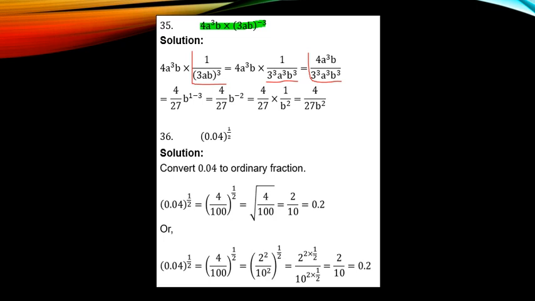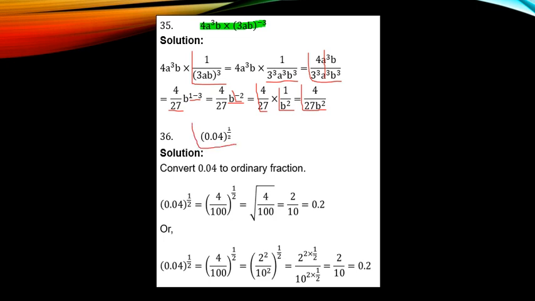So you have 4 over 3 cube, which is 27. From here, a cube divide a cube, you are left with b over b cube. If you apply division law, you have power of 1 minus 3. So you have 4 over 27, b power of minus 2. That is 1 minus 3 is minus 2. So 4 over 27. To take away negative sign, you write the inverse. That is 1 over b squared. And you multiply 4 times 1 is 4. 27 times b squared is 27b squared.